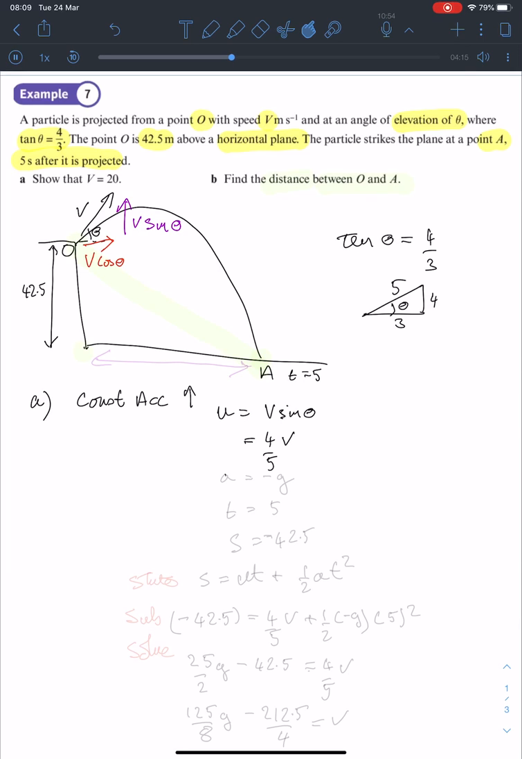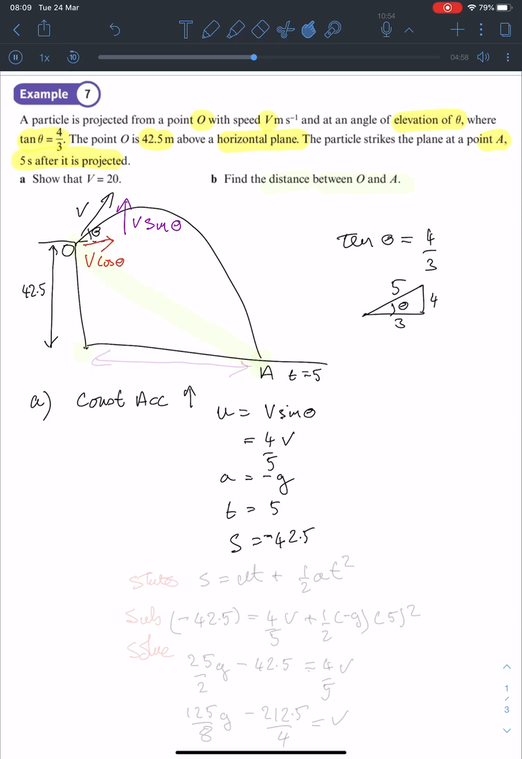Okay, next, a is going to be negative g, because gravity is acting downwards. t is the time of flight, which we're told is 5 seconds. And s equals 42.5. Now there's a mistake there. Can you see what the mistake is? Yeah, hopefully you spotted it. The distance is negative 42.5. It's the distance down from O, and we've defined up as positive.